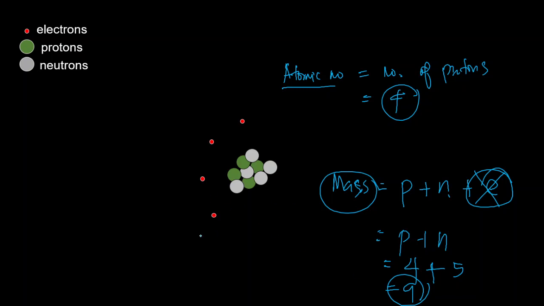Can we identify what element this atom is? We need to look at the number of protons. So atomic number 4. What element has atomic number 4? That is beryllium. So again, beryllium, atomic number 4 and the mass of 9.